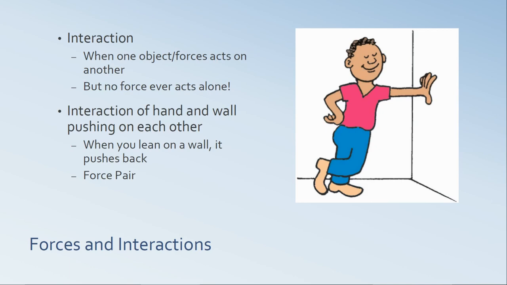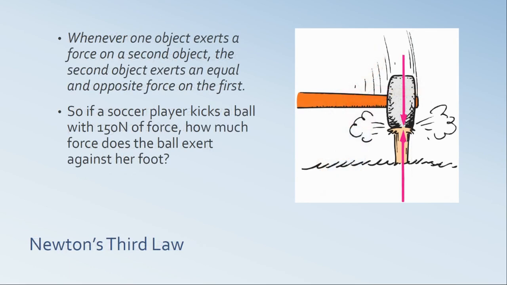And we call this a force pair. Newton wrote about this in his third law. Newton said that whenever one object exerts a force on a second object, the second object exerts an equal and opposite force on the first. For instance, in our illustration here with the hammer hitting the stake, as the hammer exerts a force on the stake, the stake actually pushes back up on the hammer as well.